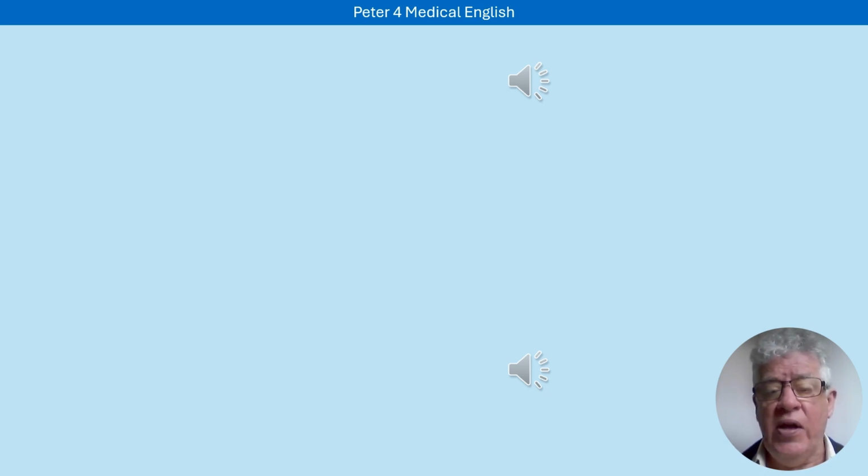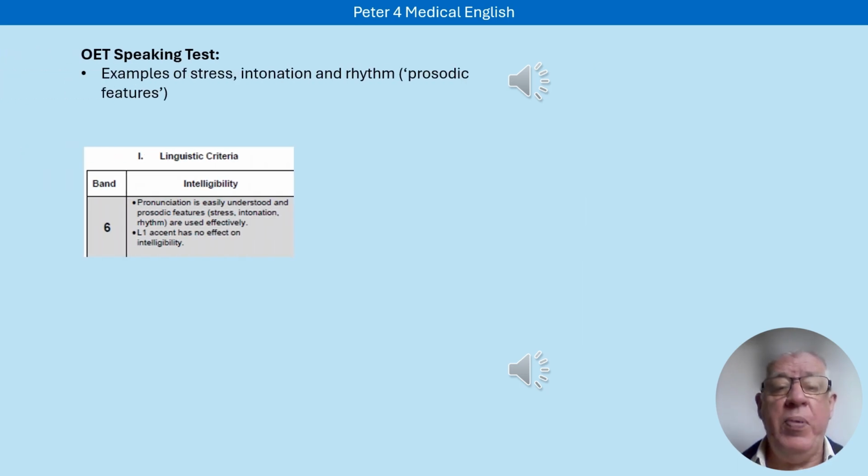First of all, other areas of the OET, particularly the speaking test. Listen to this example of how the patient speaks and how he changes his intonation. And this change of rhythm and intonation, making your voice sound interesting, is part of what is graded in the linguistic criteria.